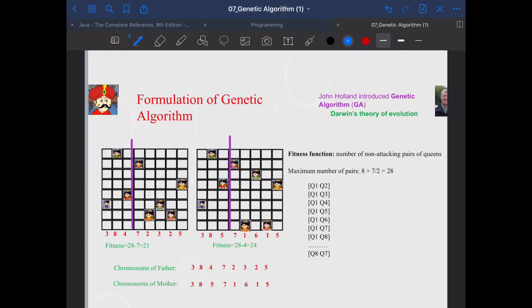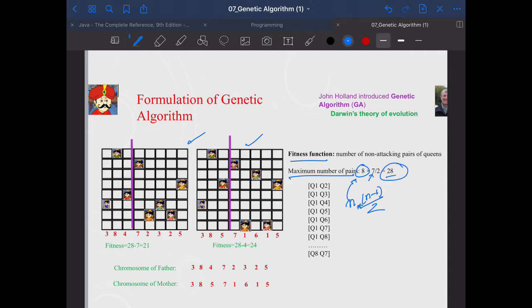The first one being the fitness function. The fitness function is basically the number of non-attacking pairs of queens. So first of all, we need to find the maximum number of pairs. The equation is basically n into n minus 1 divided by 2, n being the number of queens that we have. So in this case we have 8 queens, so for both of these cases we have 8 queens, so we put 8 here, n minus 1, that would be 7, divided by 2.